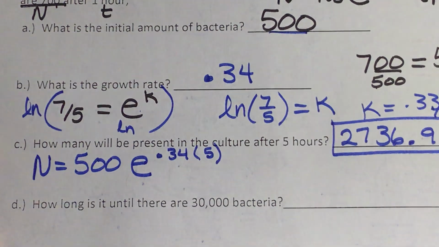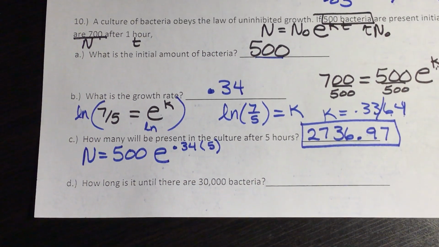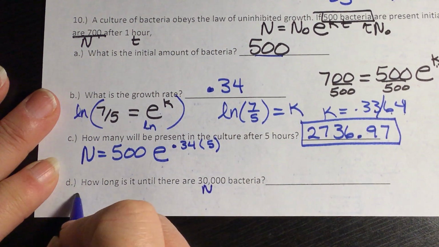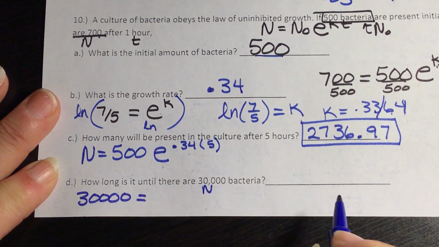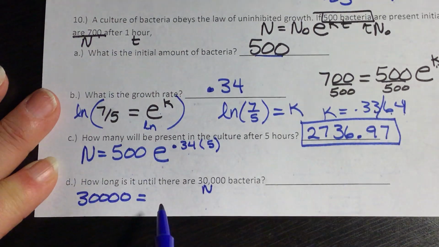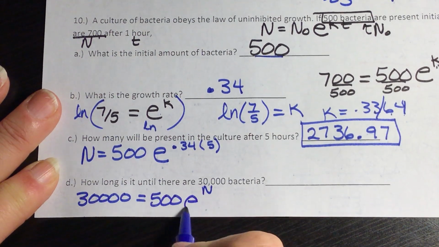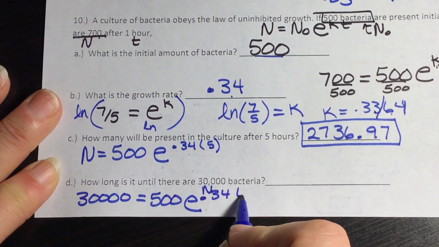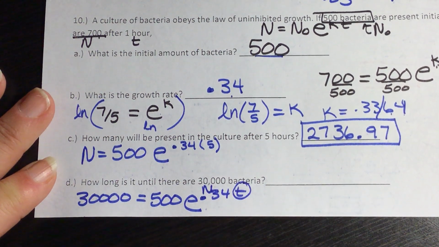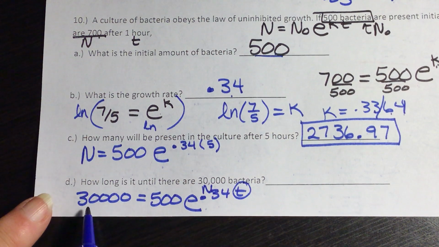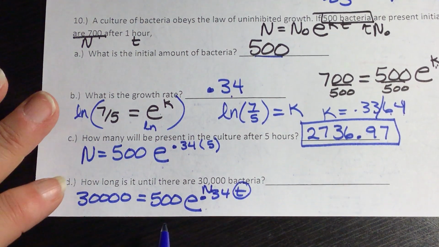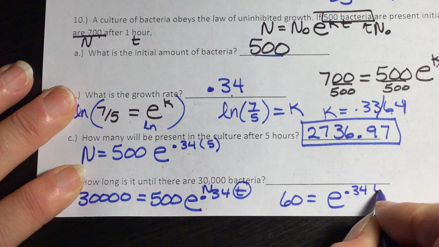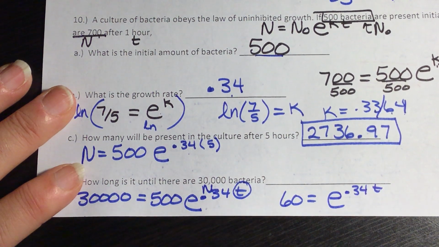And the last question will ask us, how long does it take until there are 30,000 bacteria? So this is my final number, 30,000, equals my initial number, which is still 500, times e to the k, which is 0.34, times t, and in this case I'm finding t. So first I'll divide 30,000 by 500, and I get 60 equals e to the 0.34t.